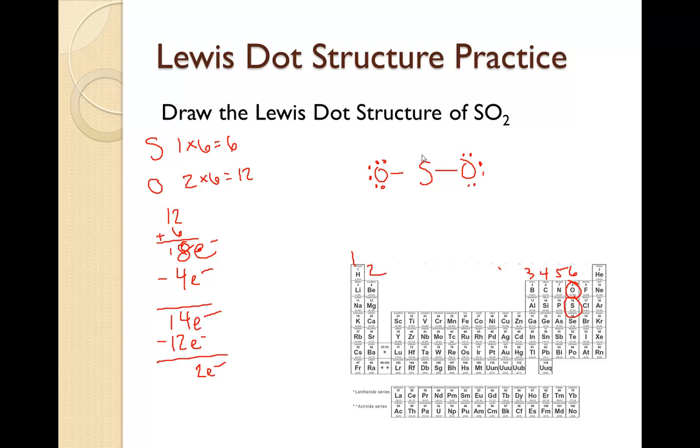Now let's check for octets. Oxygen's an octet. Oxygen's an octet. Sulfur only has 6. 2, 4, 6. We need 2 more, so we're going to steal a couple electrons from the oxygen on the right. I could have, however, stolen them from the left. So let's go through that again. And I could have that double bond on the left. It doesn't matter because it's in resonance.